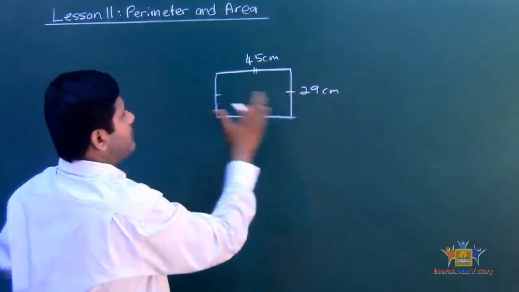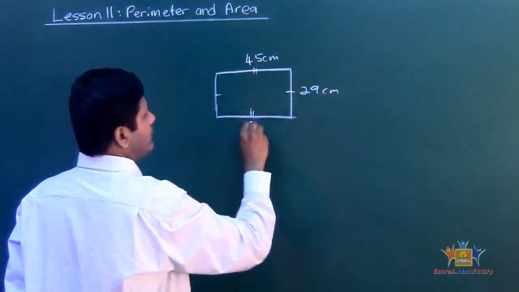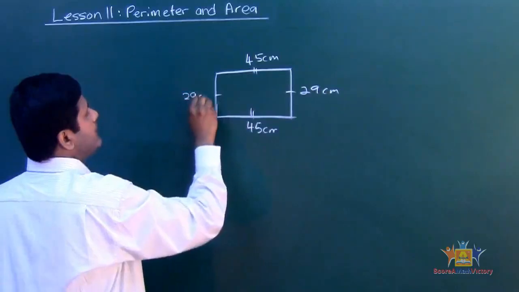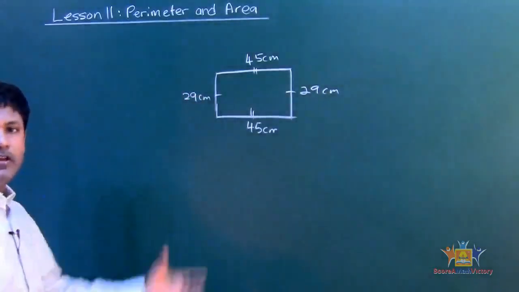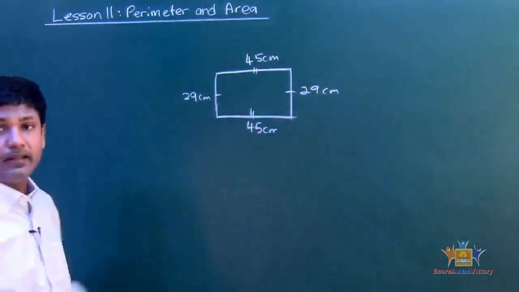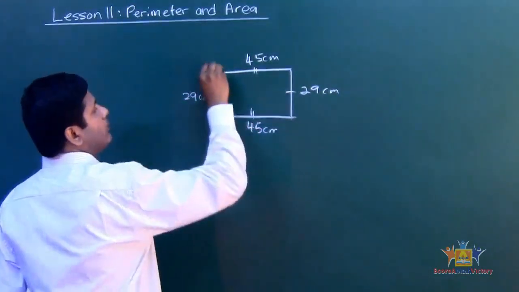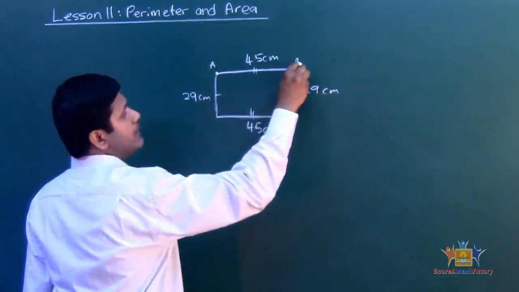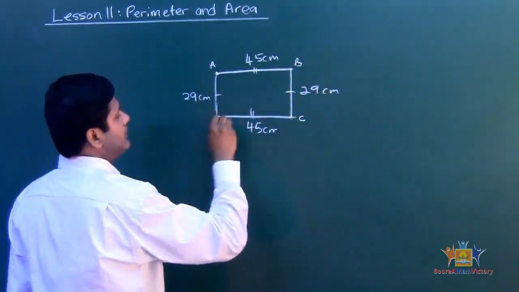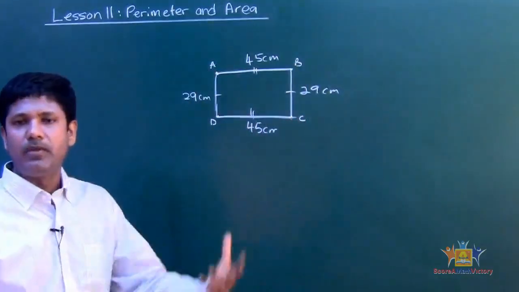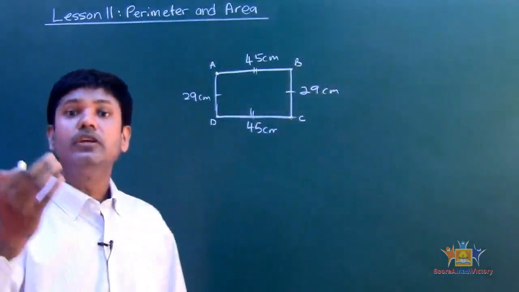The opposite sides will be the same. So in other words, this is 45, this will be 45 centimeters. And this one also will be 29 centimeters. So in order to find the perimeter of this rectangle, first what do I do? I locate a starting point. Alright? So A to B, B to C, C to D, and back to where I started. That is the perimeter. Has to be back where you started.